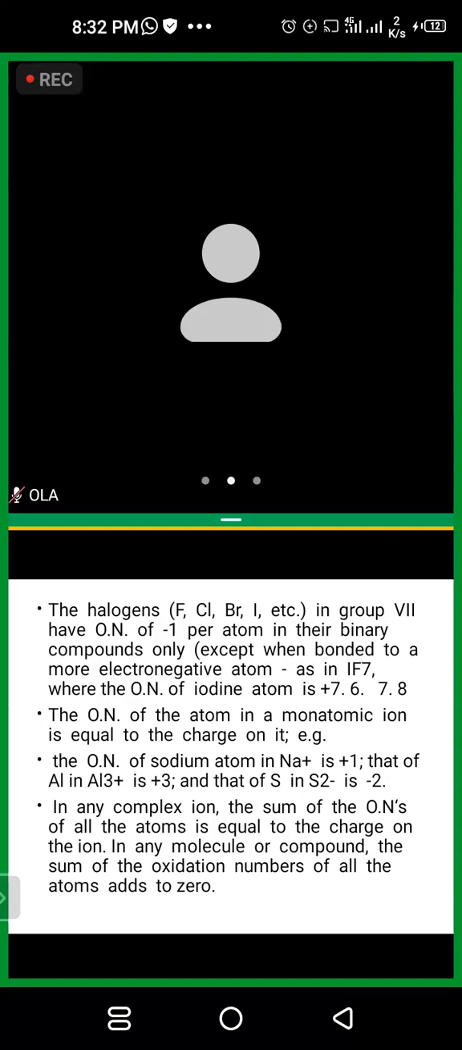For example, SO4 2-. The charge on top of the SO4, that 2-, is the oxidation number. But when you have a normal compound, H2SO4, magnesium chloride, sodium chloride, the total oxidation number is equal to 0. As long as it's not charged, as long as it's not a radical, it is 0. So all compounds have a total oxidation number of 0.